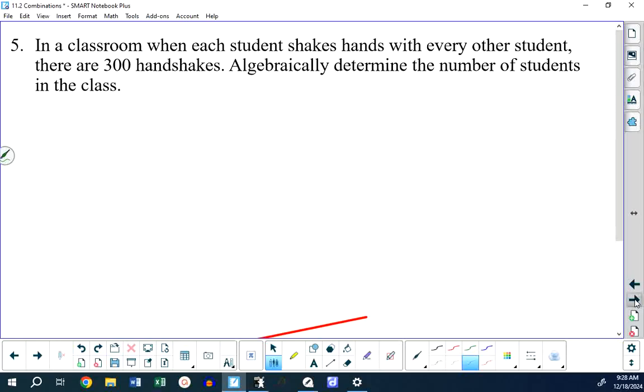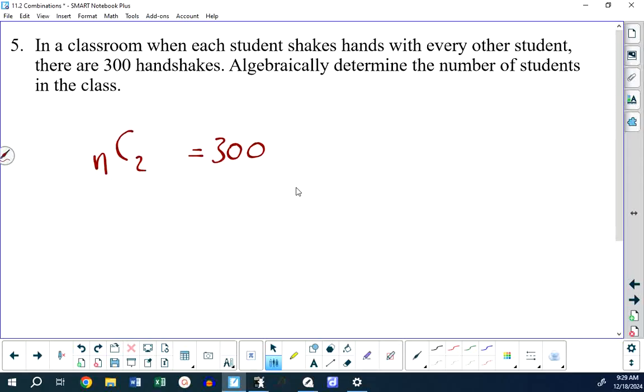In a classroom, when each student shakes hands with every other student, there are 300 handshakes. What that means is that the number of students in the class choose 2 has to be 300. A handshake is 2 people making contact. And the order in which they reach out to each other doesn't matter. So a handshake between Ethan and Owen is the same as a handshake between Owen and Ethan. It's a handshake. It's not an arrangement, it's a combination.